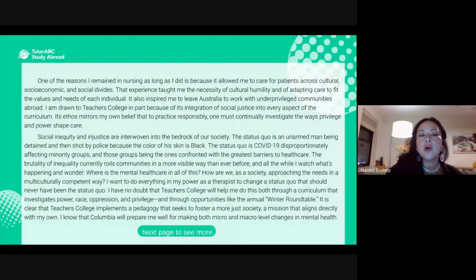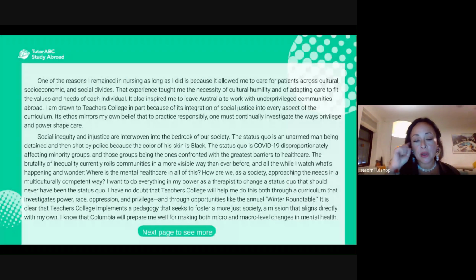The brutality of inequality currently roils communities in a more visible way than ever before. And all the while I watch what's happening and wonder, where is the mental health care in all this? How are we as a society approaching the needs in a multiculturally competent way? I want to do everything in my power as a therapist to change the status quo that should have never been the status quo. I have no doubt that Teachers College will help me do this through a curriculum that investigates power, race, oppression, and privilege.